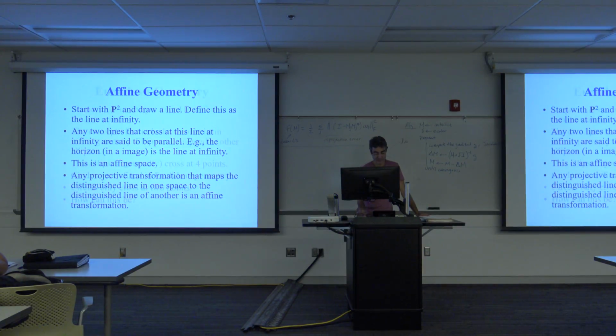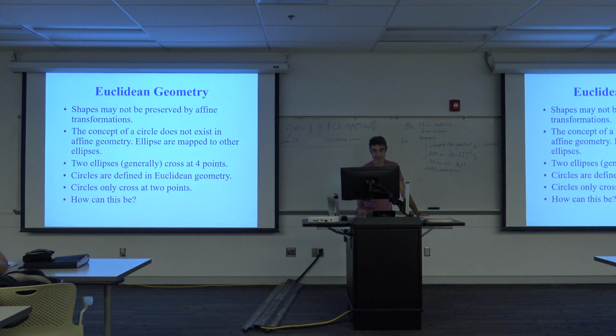All right, I'm not even gonna get there. Now, in Euclidean geometry, shapes may not be preserved by affine transformation, as we have seen. That's what we just solved today. But as I mentioned before, the concept of a circle does not exist in affine geometry, but does exist in Euclidean geometry. And you can also use that knowledge to recover the Euclidean shape.